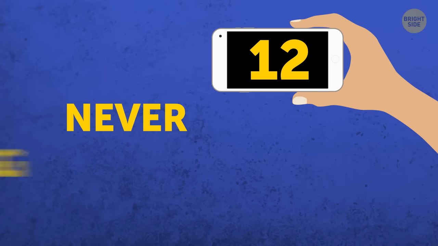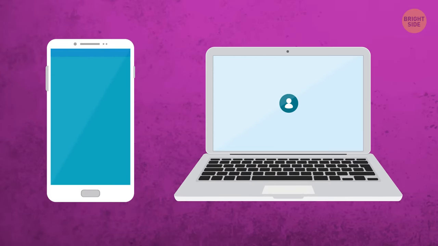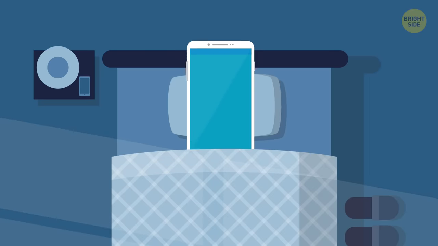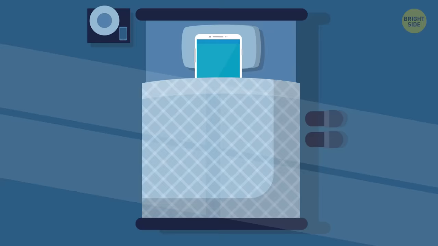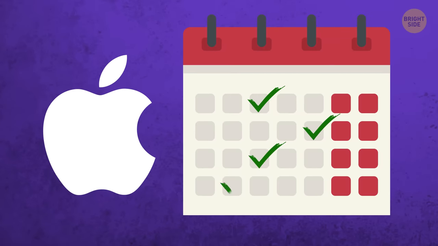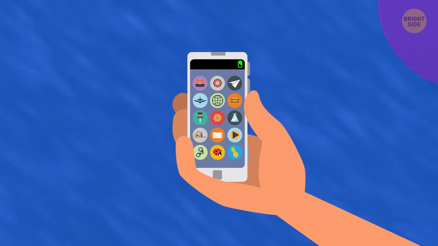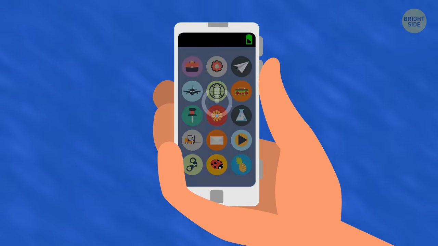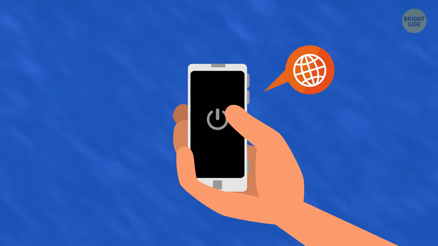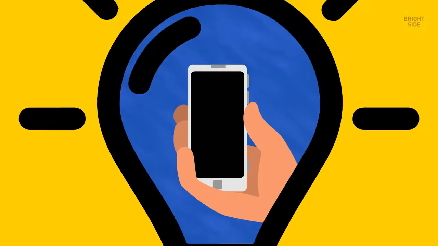Number 12. Never turning it off. Phones and laptops need breaks too, and just because we call it sleep mode doesn't mean it's resting. Apple recommends turning your device all the way off at least once a week, and Android manufacturers give similar warnings. Shutting it down every night when you go to sleep reduces wear and tear on the battery and increases performance by resetting your background apps.